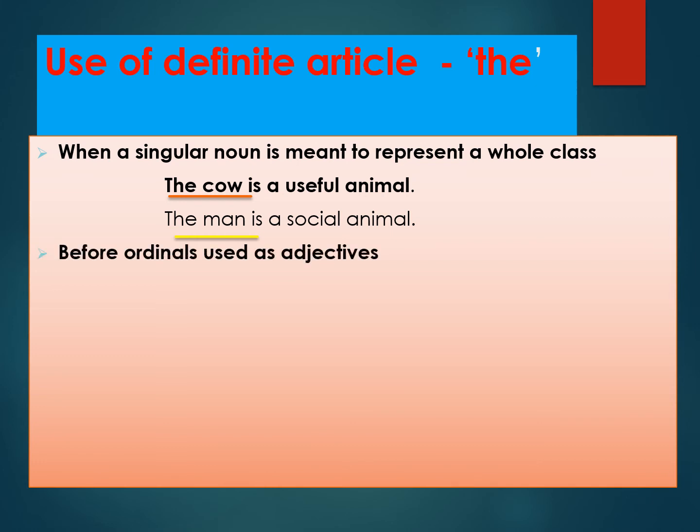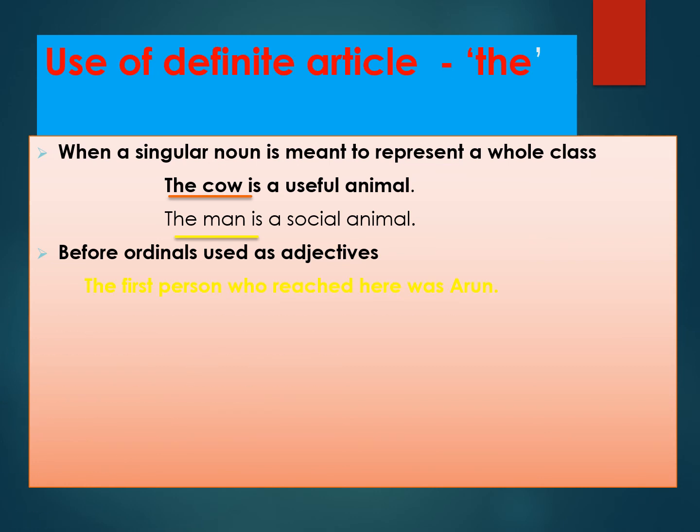Next one. Before ordinal numbers, when they are used as adjectives. So the definite article the is used before ordinals used as adjectives. Students, do you know what ordinal numbers are? Ordinal numbers are first, second, third, fourth, fifth, sixth, seventh. We call these ordinal numbers. When we use these ordinals as adjectives, before that ordinal we have to use the definite article the.